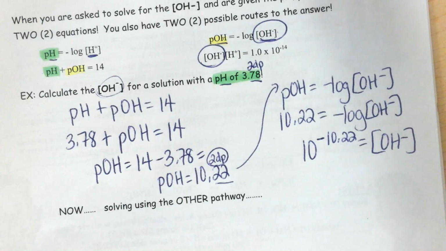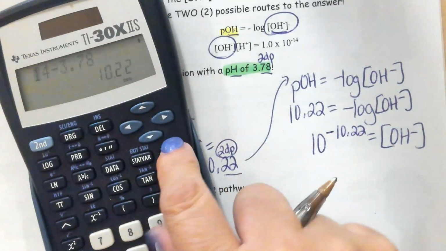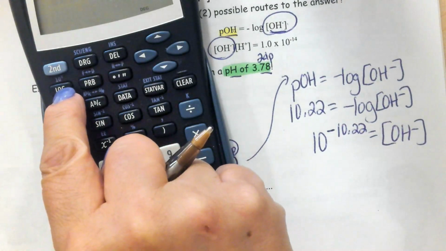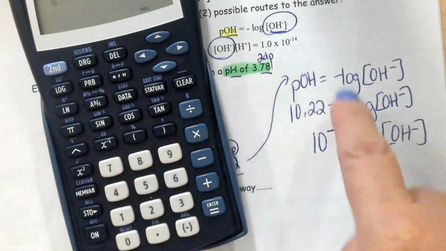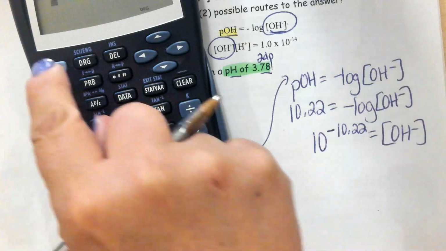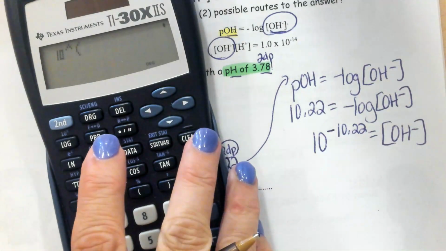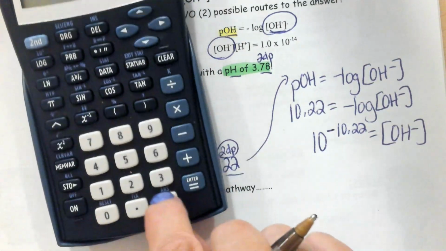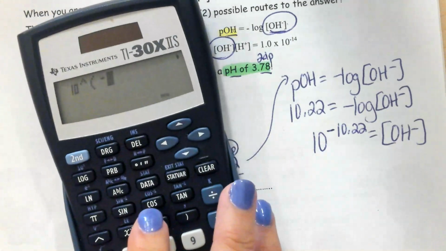Remember, undoing the log, or 10 to the x, is very easy to find on here because it's just the second key on the log. So you would take the log to get the pOH, but to get the concentration, you do the opposite. So second log will give me 10 to the x on my calculator. I go all the way down to the bottom for my negative sign, not a subtraction sign.